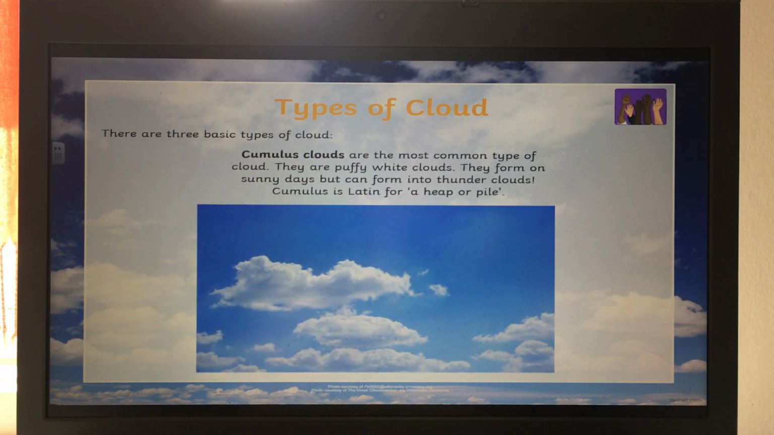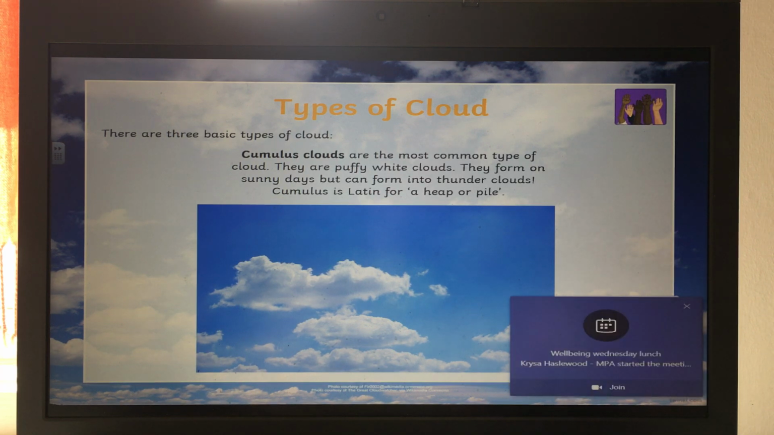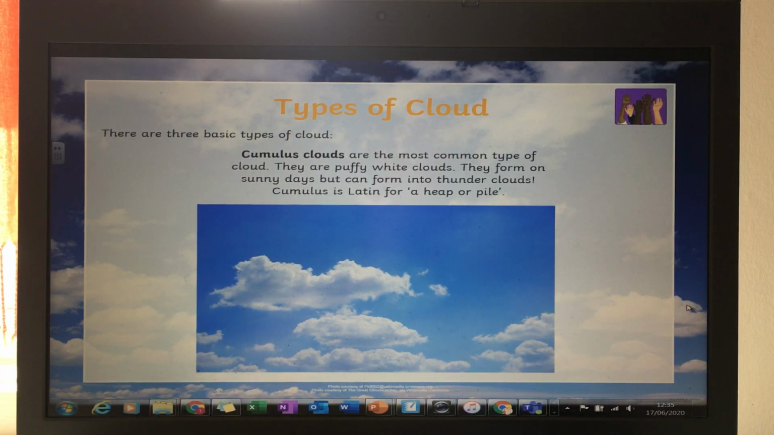Cumulus clouds. These are the most common type of cloud. They are puffy white clouds. Oopsie. Get rid of that one. They're puffy white clouds and they form on sunny days but can form into thunderclouds. Cumulus is Latin for a heap or pile. I think the Latin description is really helpful. So a heap or pile of clouds. Have a look at the picture.